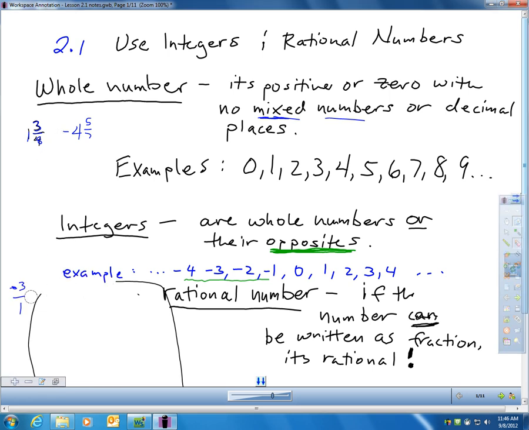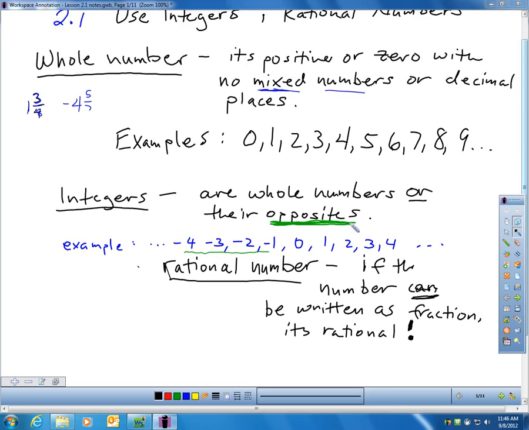Okay, the next group is rational numbers. Now any rational number is a number that can be written as a fraction. If you can write the number as a fraction, it's rational. Okay, so this sometimes causes people a little bit of confusion. Wait a minute, whole numbers, we can't have fractions in them, and what the heck is going on over here? Okay, well, I didn't say whole numbers couldn't be fractions.